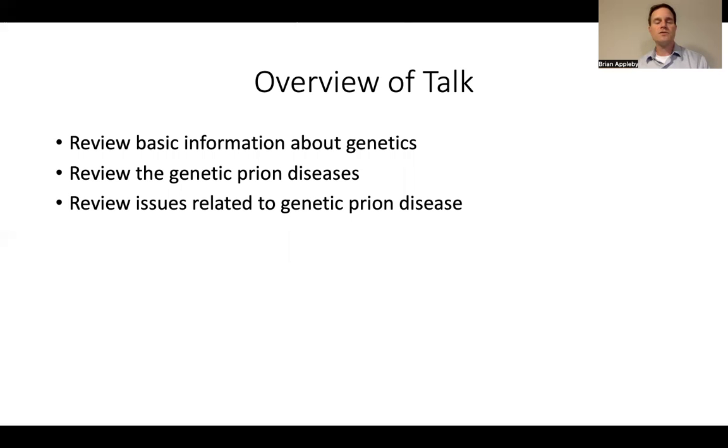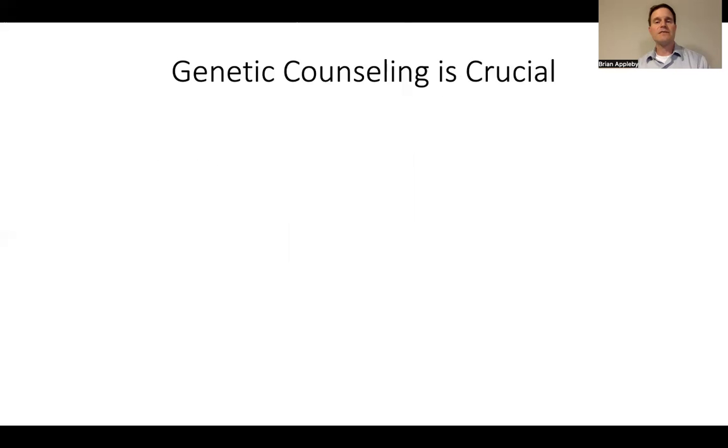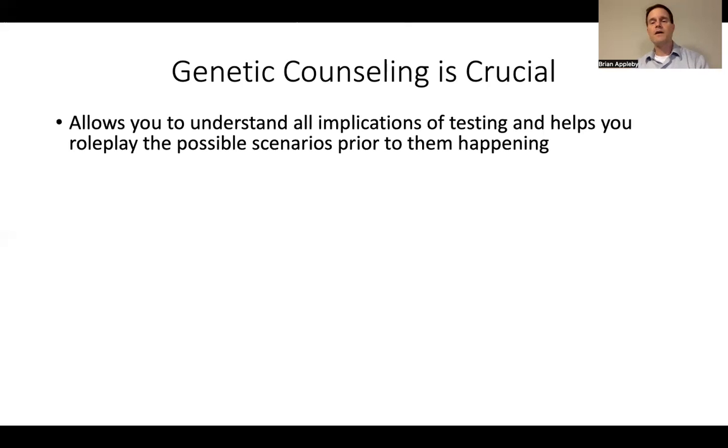So now I want to touch on just a couple specific issues related to genetic prion diseases that I find important, although there are many others that I'm not mentioning. First off, genetic counseling is crucial. It is key, and we cannot recommend it enough, especially for people that are being tested to see whether or not they carry the mutation and they're not symptomatic of the illness. It allows you to understand all implications of testing, and it helps you to role play the possible scenarios prior to them happening. Believe it or not, it can be very helpful to try to understand how you would feel if you actually test negative, but a sibling tests positive.